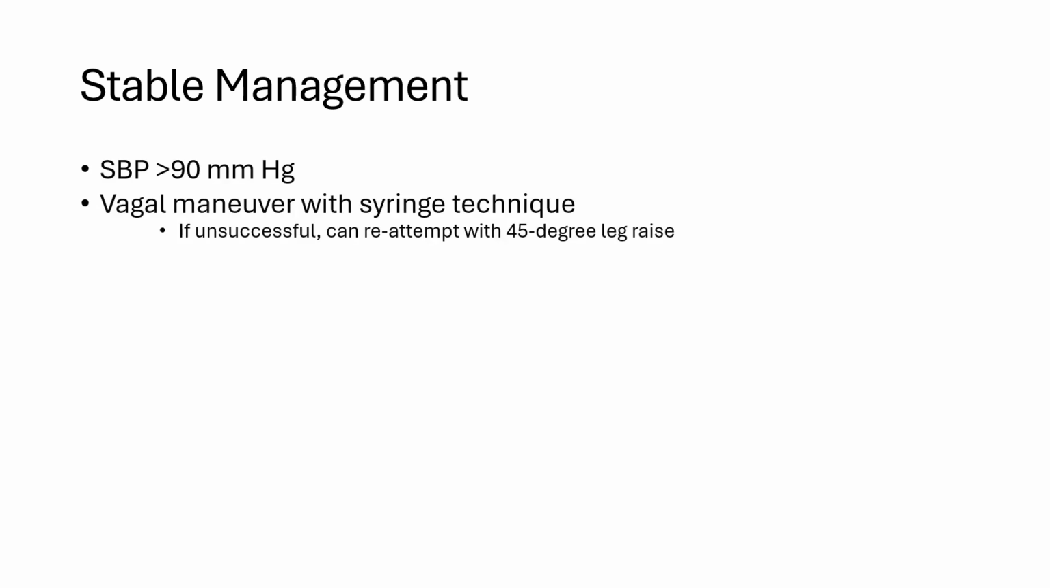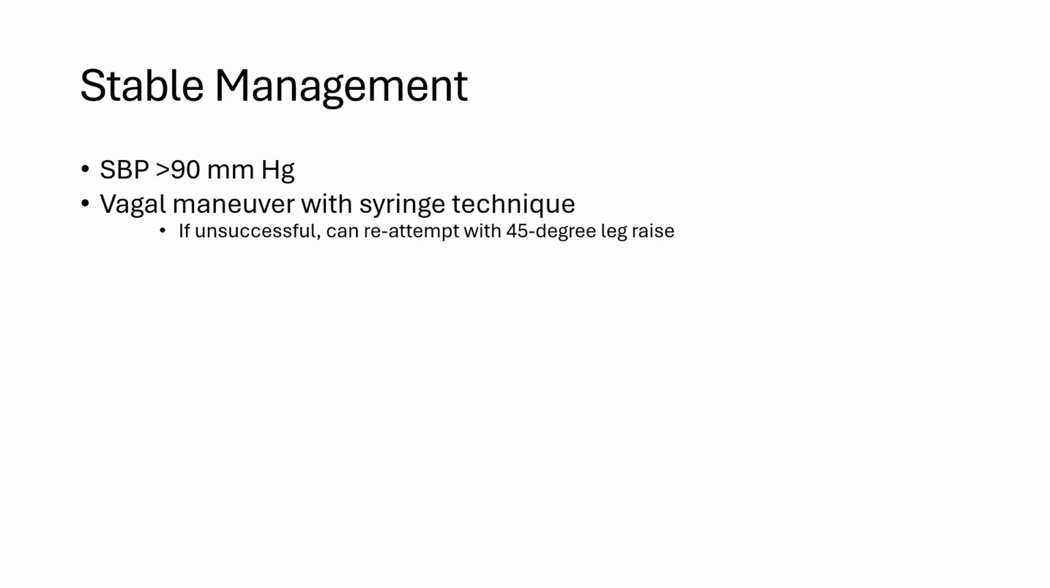For stable management, so this is going to be SBP greater than 90, I like to use the vagal maneuver, and I can show you a video about how that works. But if it's unsuccessful, then I reattempt with a reverse Valsalva cycle. That includes blowing on the syringe and lifting the patient's legs up to the ceiling, and that produces a decrease in vagal tone, and you're able to reset the heart back into rhythm.